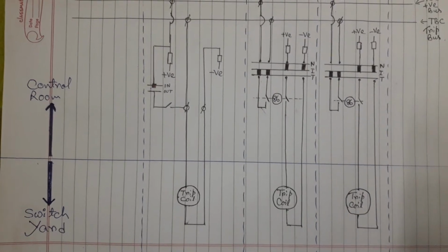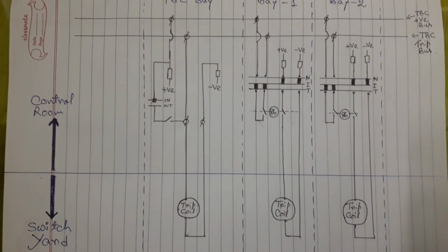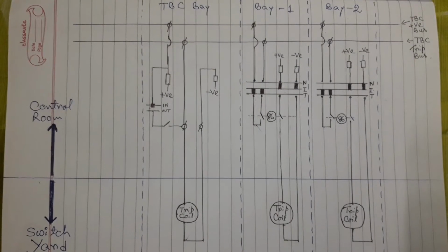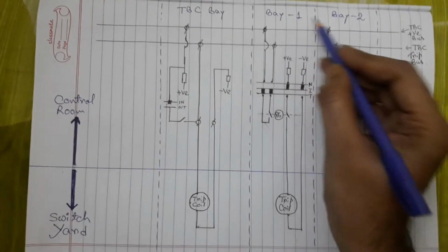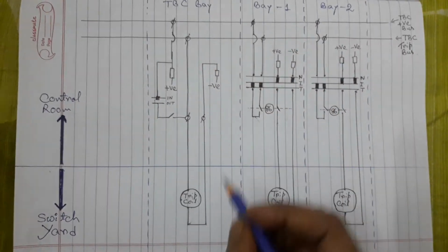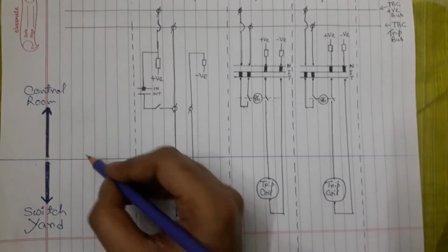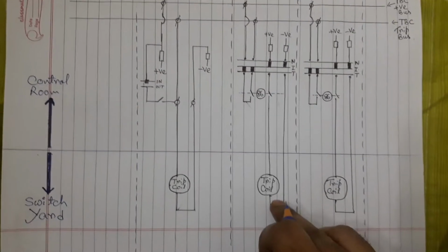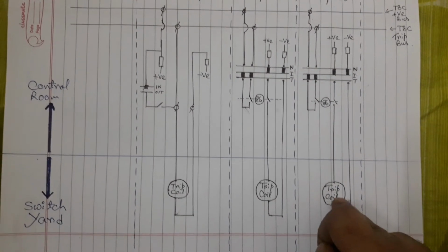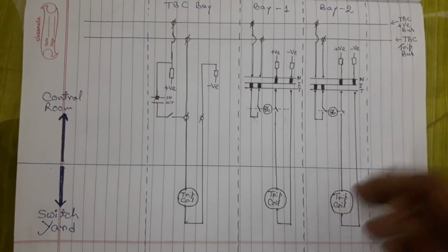In this video we will discuss the trip transfer scheme. This is the basic circuit diagram of the trip transfer scheme of a substation having only two bays and one TBC bay. Above this line is the control room and this part is in the switch yard. Suppose each circuit breaker has only one trip coil.